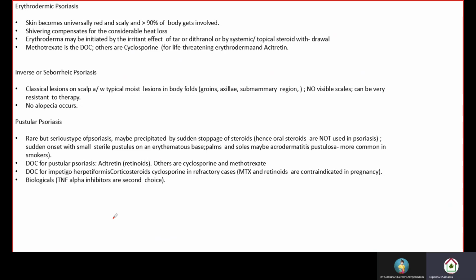Seborrheic psoriasis includes classical lesions on the scalp. In seborrheic psoriasis, classical lesions on the scalp are associated with typical moist lesions in body folds like groins, axilla, and submammary regions. No visible scales are found, and it can be very resistant to therapy. Pustular psoriasis is a rare form of psoriasis.